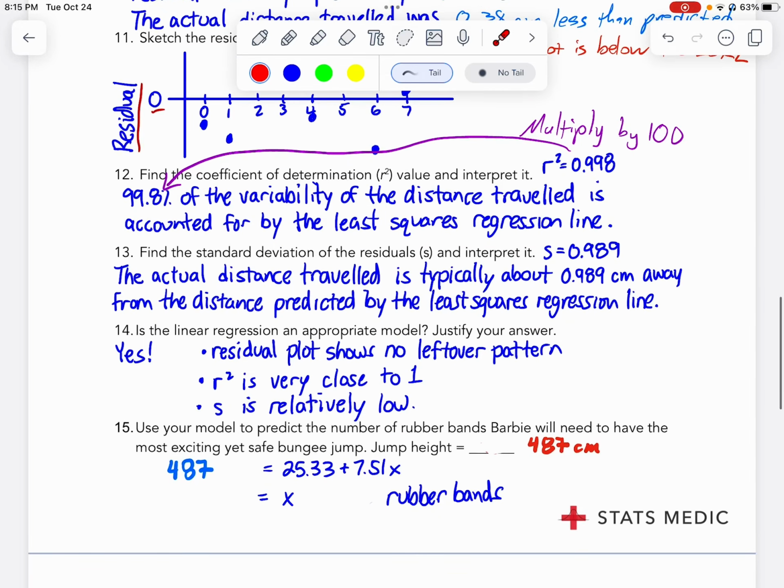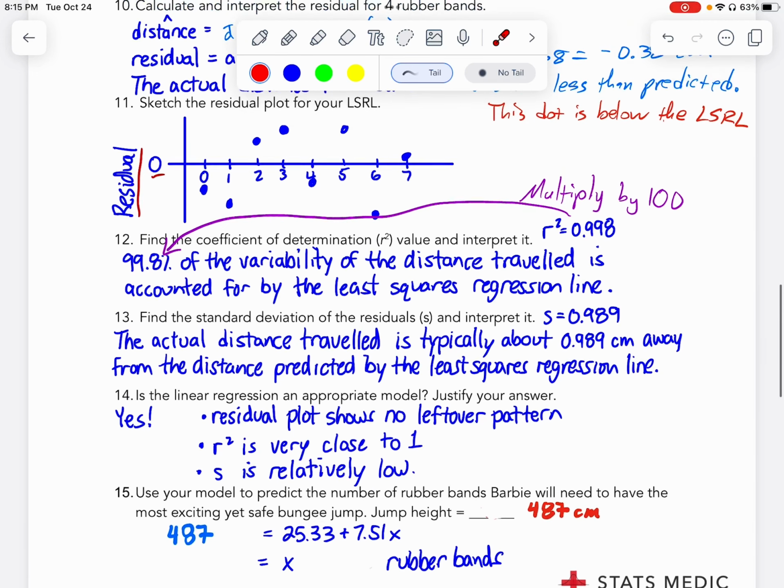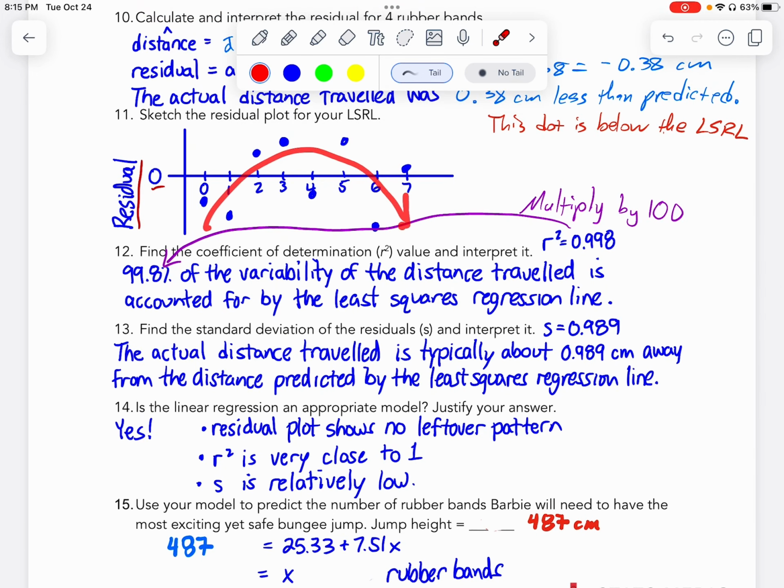Okay, so all in all, is this a good model? Is this a safe model? Overwhelmingly, yes. There's three main reasons. The residual plot doesn't show like a frowny face. It doesn't show a smiley face. Okay, it has no pattern really, no leftover pattern from the original scatter plot. R squared is very, very, very, very close to 1 or 100%. And the standard deviation of the residuals is very low. It's only off by 1 centimeter.